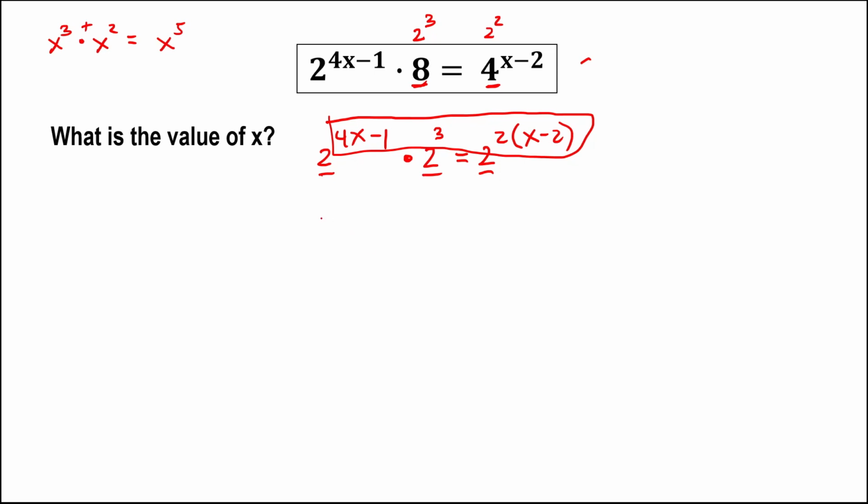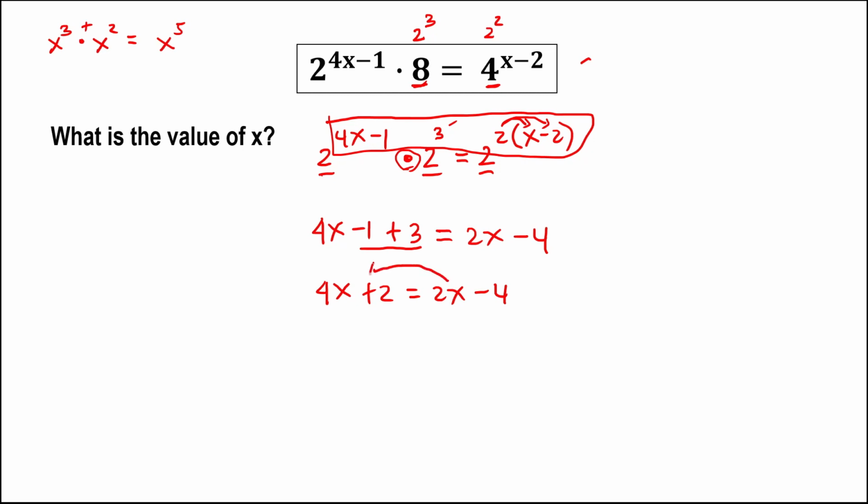So therefore, this becomes 4x minus 1 plus this exponent, because this one is multiplication, so plus 3, then equals, you multiply, this one is 2x, you multiply, that's negative 4. Then to solve for x, simplify: this one is 4x, this is positive 2 equals 2x minus 4.